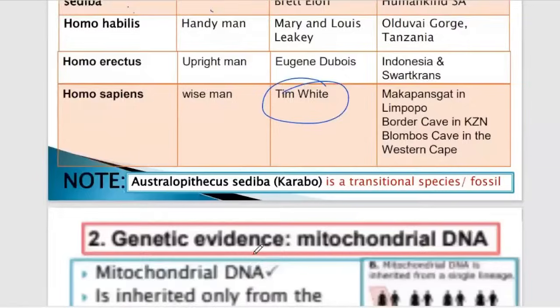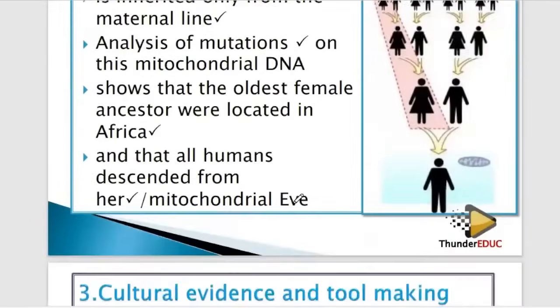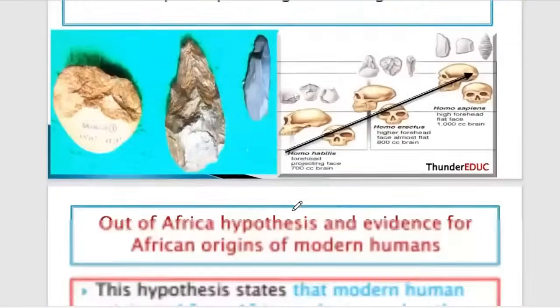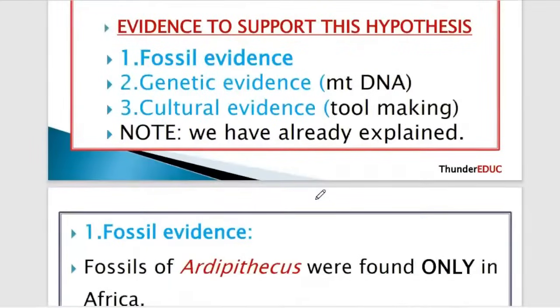Yes. But now, how do we use this as genetic evidence? These 5 marks, please. Evidence to support the out of Africa hypothesis. How do I use this?